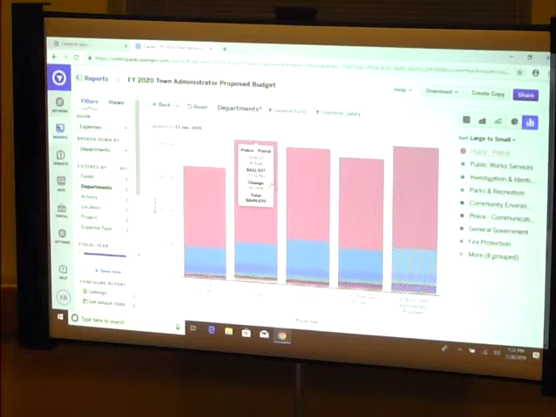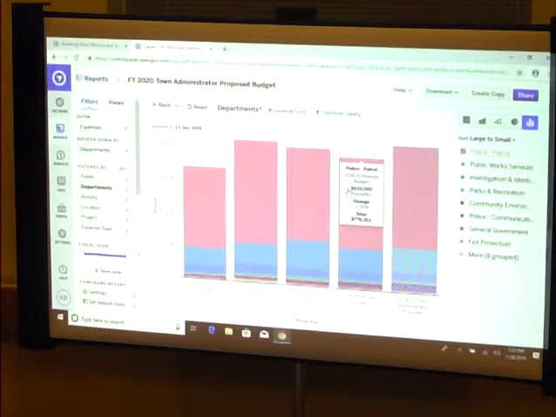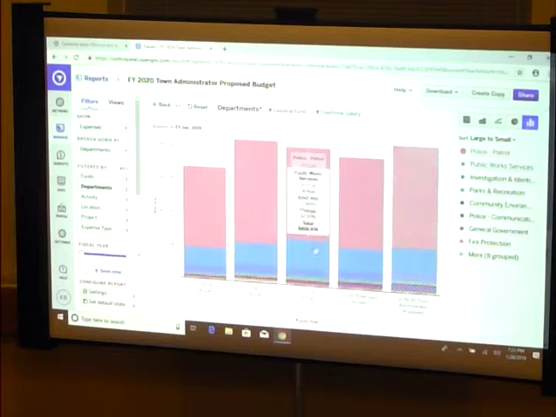What's interesting is the way it goes up and down. Sometimes that correlates to their staffing levels, where if full-time is down, overtime goes up. And then next you have public works as the next big chunk. And again, sometimes it's interesting to see how they're progressing over the years.